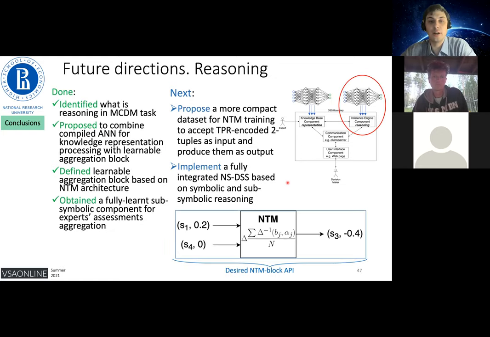The second part is reasoning. About the reasoning is, of course, proposing a more compact data set. I still think that we can achieve a fully end-to-end system by providing the NTM with two tuples encoded as a TPR and receive a fully flashed TPR representing the aggregated assessment. And also, of course, implementing a fully integrated neural symbolic decision support system based on symbolic and sub-symbolic reasoning.